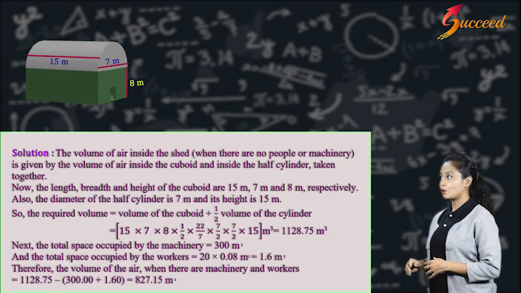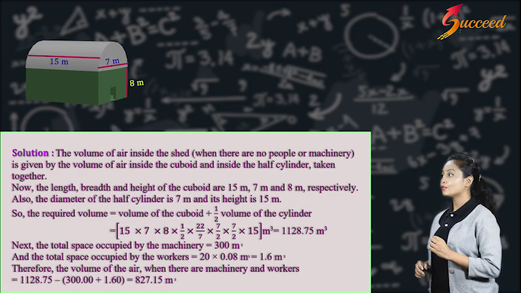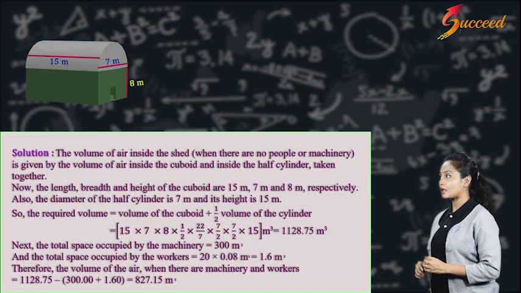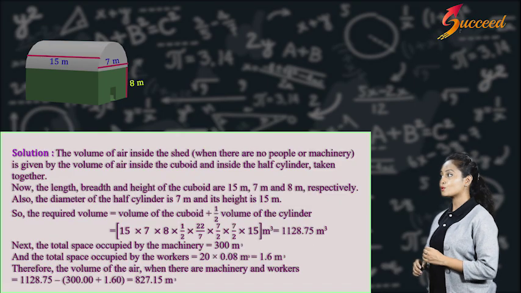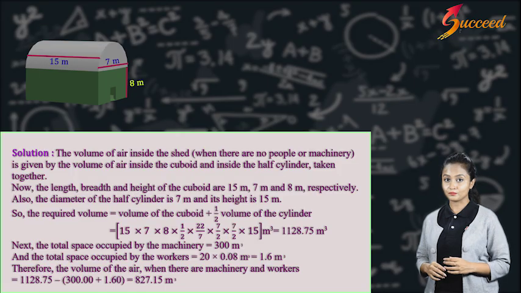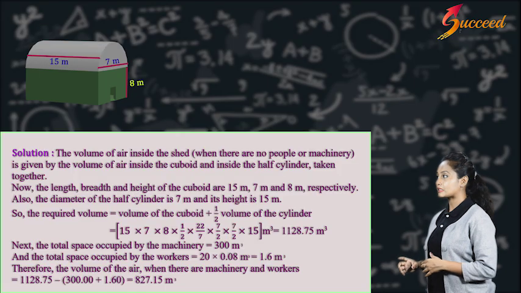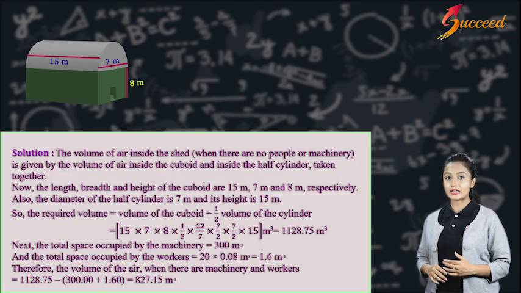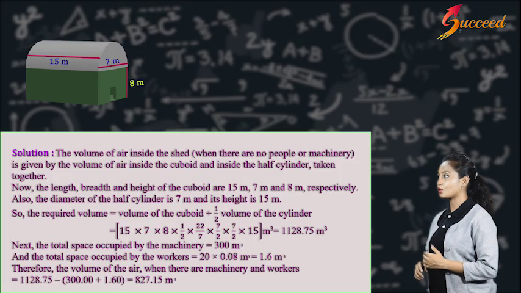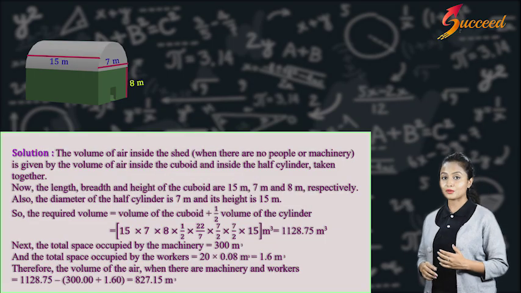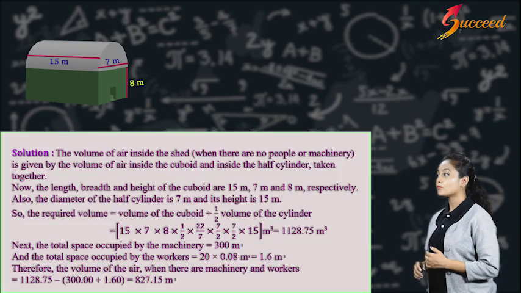So, the required volume is given by the volume of the cuboid plus half of the volume of the cylinder, which is equal to 15 into 7 into 8 plus half into 22/7 into 7/2 into 7/2 into 15 meter cube. On calculating, you get the answer as 1128.75 meter cube.